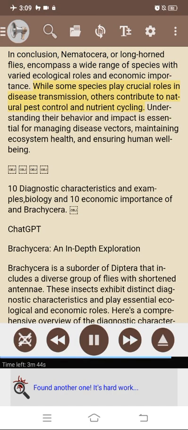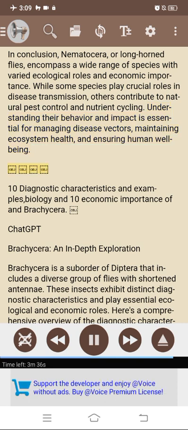While some species play crucial roles in disease transmission, others contribute to natural pest control and nutrient cycling. Understanding their behavior and impact is essential for managing disease vectors, maintaining ecosystem health, and ensuring human well-being.